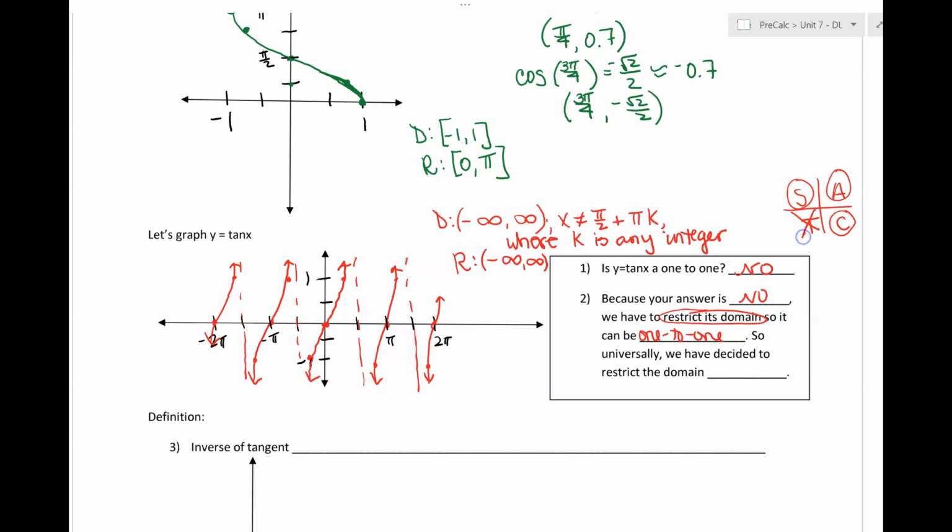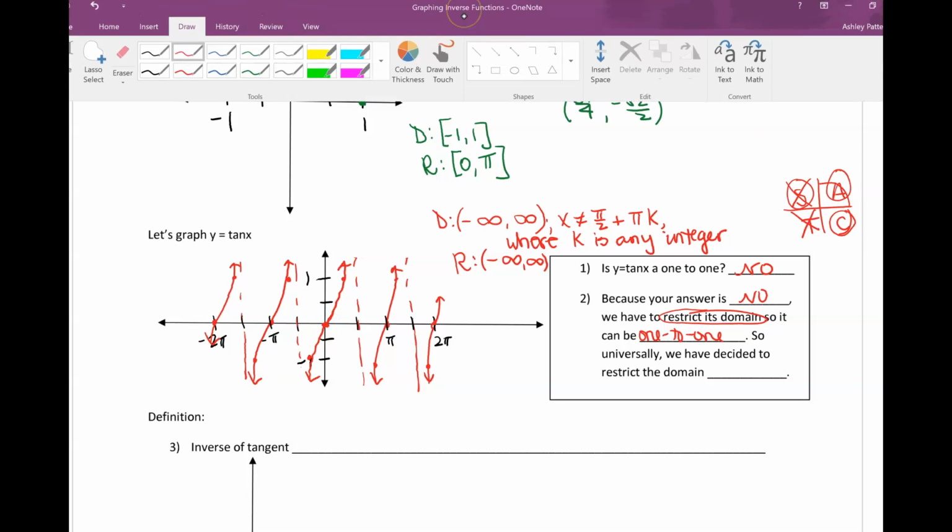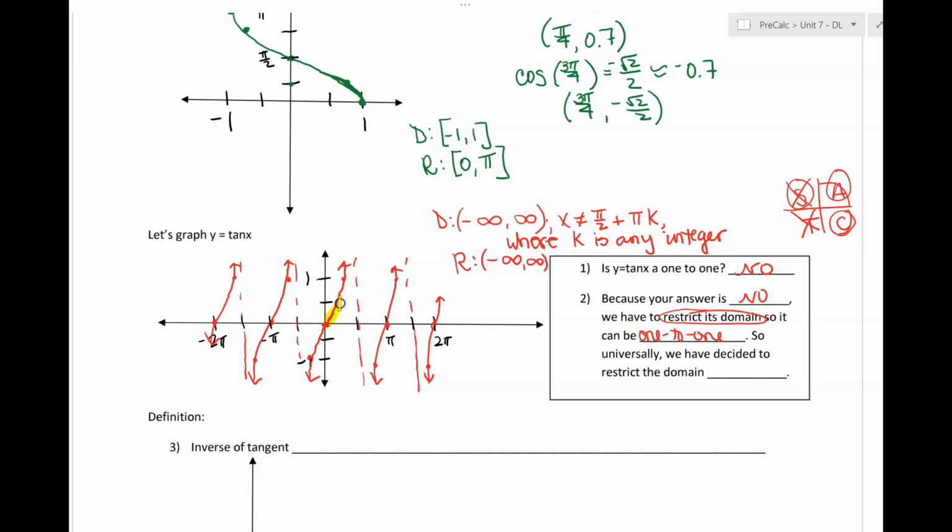Yes. So what mathematicians decided is that they were going to use the same as sine. The reason is that if you look at the graph, if we went from 0 to pi, the curves would not connect. We would have this, and then we would have this portion down here. And we don't want that.